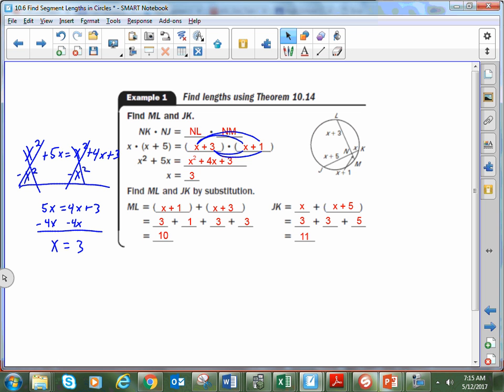Now, we're not saying that the chords themselves are congruent to each other. We're not saying that at all. We're saying that the products of the segments that make up the chords are equal to each other. And that's how we're able to determine the length of the chords inside of the circle.